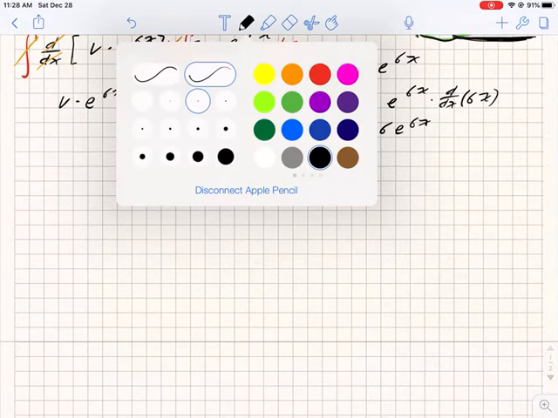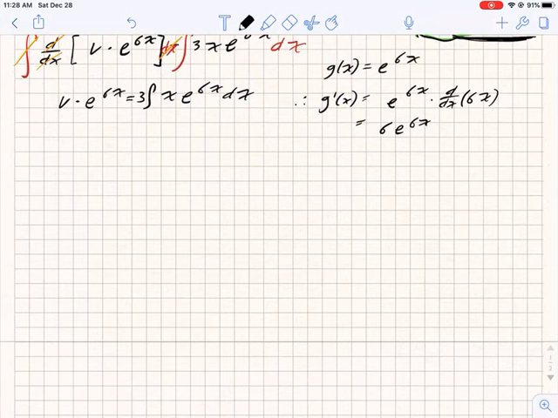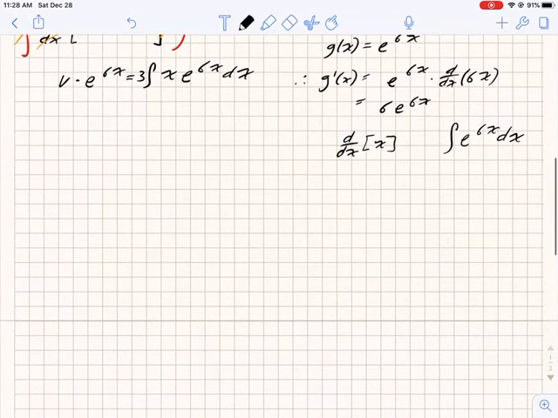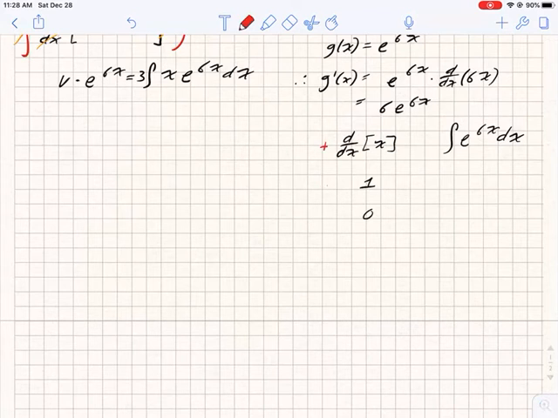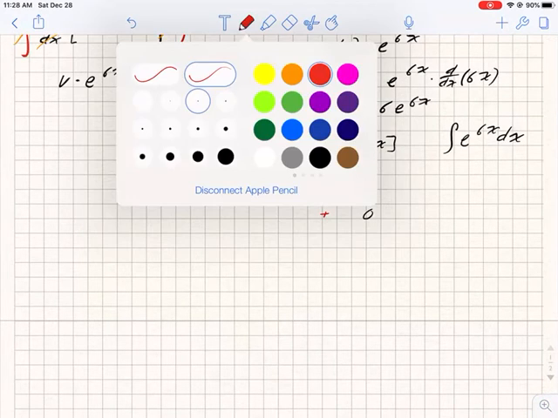Now, similar to our last video, we're going to use the tabular method, where we're going to take the derivative of x, and then we're going to integrate e to the 6x dx. Now the derivative of x is 1, and the derivative of 1 is 0. This will be plus minus plus.